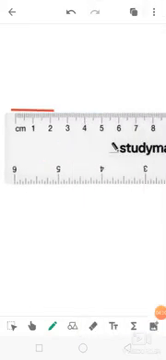One more sum we will see. It starts from 0, then 2. After 2, how many lines are there? 2 lines. So what is the value of this? 2.2 centimeter.